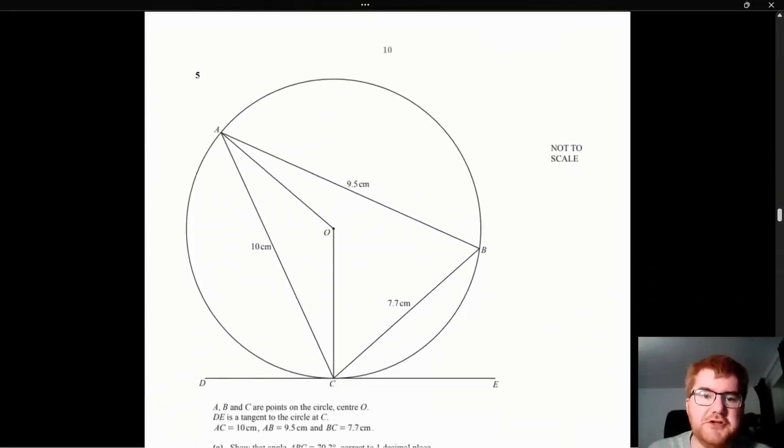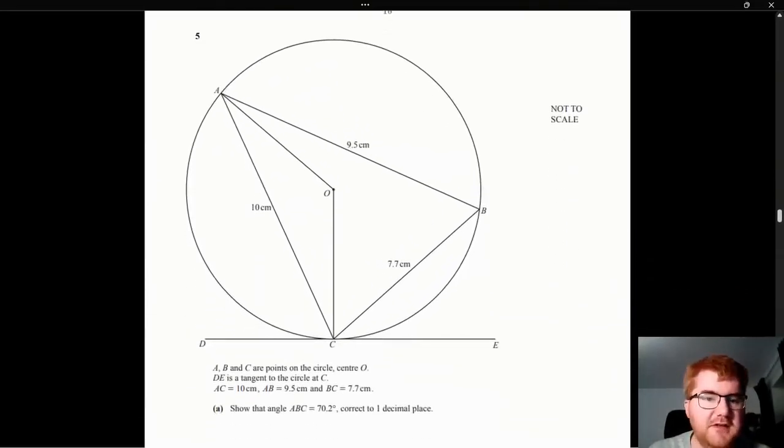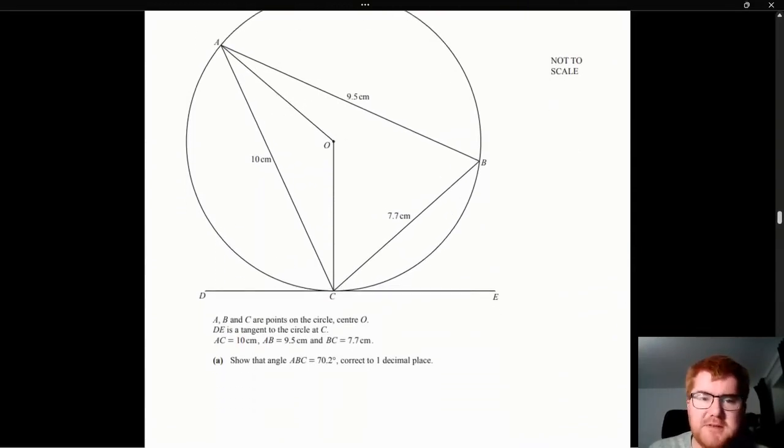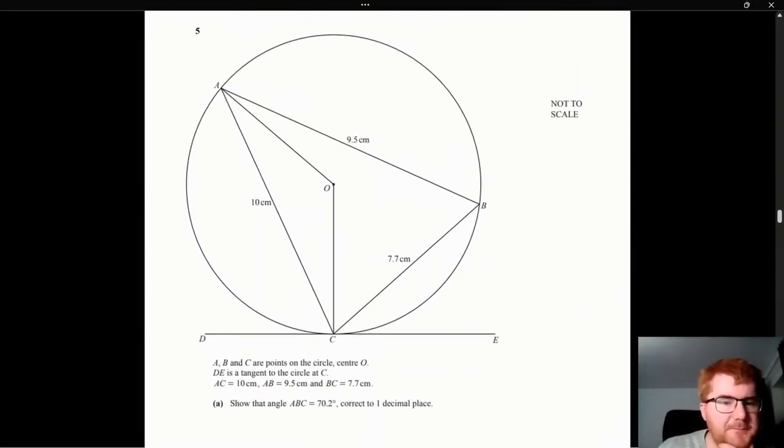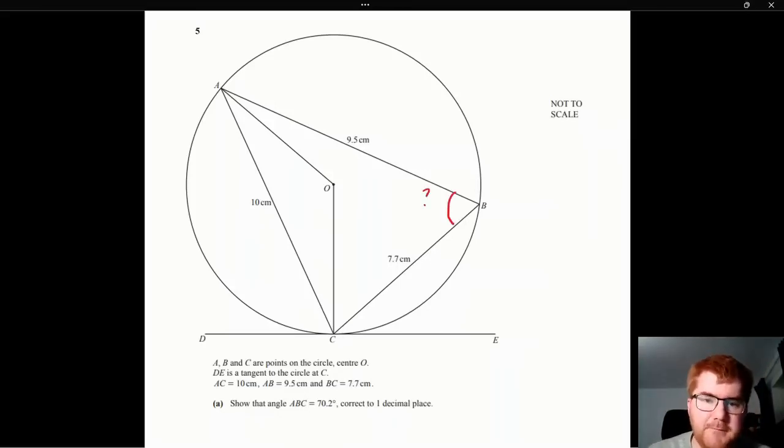Right, on to our next question, which looks like a circle theorem question, but it could be something else here as well. So, A, B, C are points on the circle, DE, the line at the bottom, is a tangent to the circle at C. Show that angle ABC is equal to 70.2 degrees. Okay, so we're looking for this angle. That's kind of our question mark here.